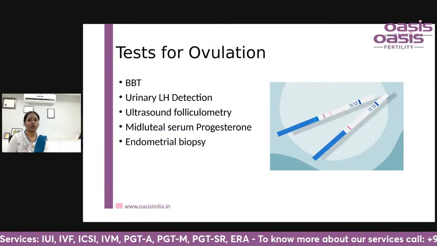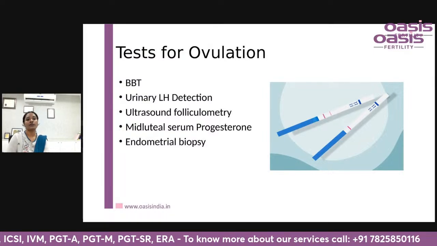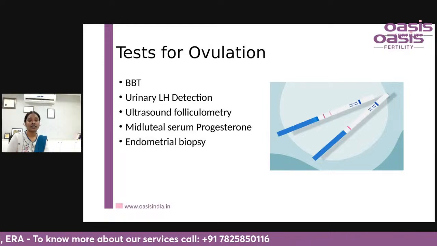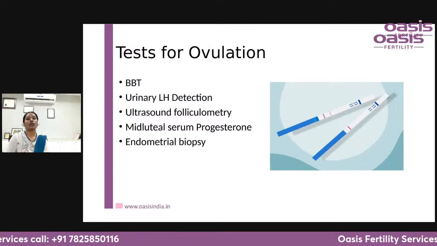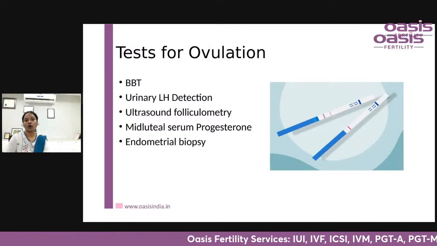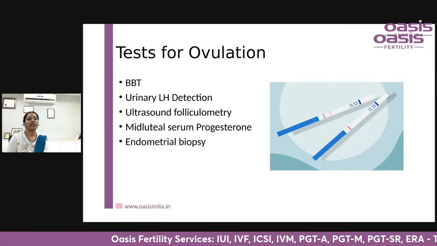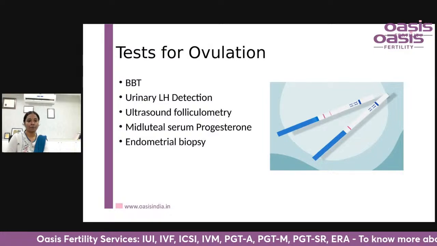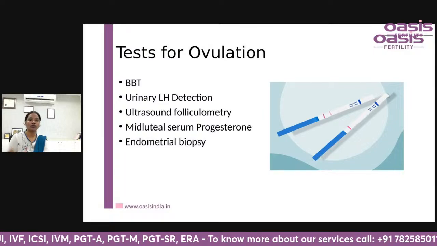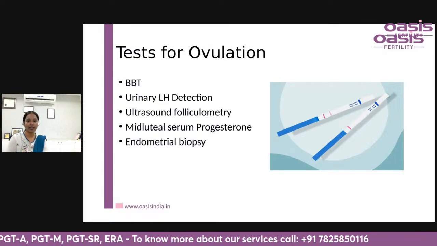So this is an over-the-counter test that can also be done, which is a urinary LH detection. And next, the most confirmatory test is the ultrasound way of testing the follicular growth and the ovulation. Ultrasound folliculometry is the most commonly done test, but it's a little advanced type of test where you have to go to a health professional to track your follicular growth and to identify if you're ovulating regularly.